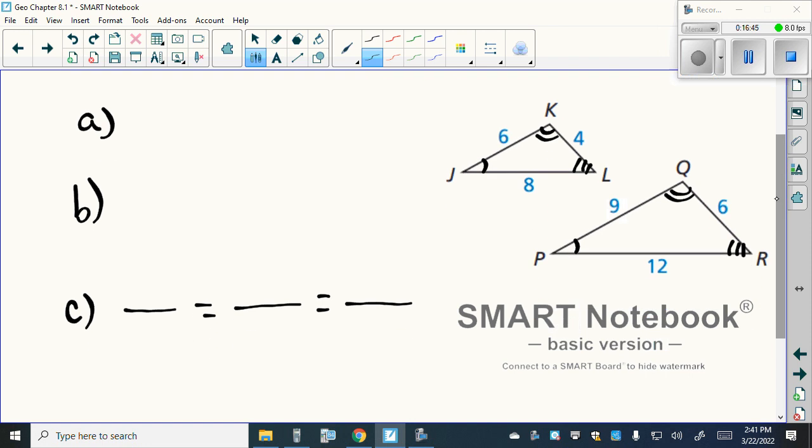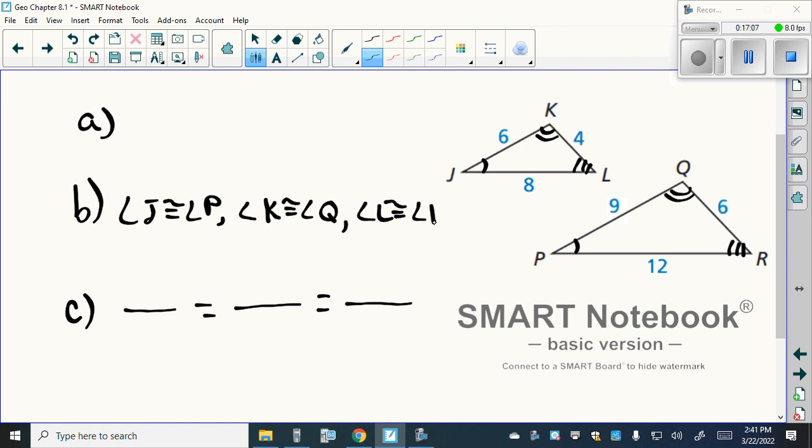And that's all we've got to do for part B, is write that in, saying that angle J is congruent to angle P. Angle K is congruent to angle Q, and angle L is congruent to angle R. So all we had to do was use the beginning statement, and we could write these here.